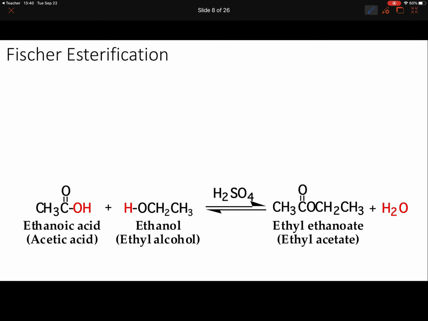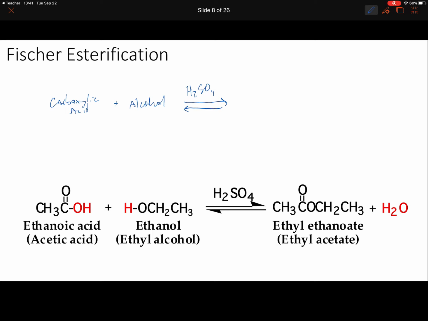How do we make esters? Esters actually come from one of the more well-known and common methods, and it's called Fischer esterification. In this Fischer esterification method, a carboxylic acid is reacted with an alcohol in the presence of a catalyst to produce the ester. So let's say carboxylic acid plus alcohol. H2SO4 is a good concentrated acid for this.